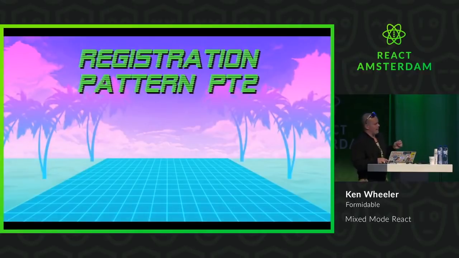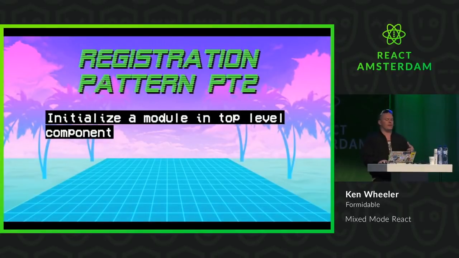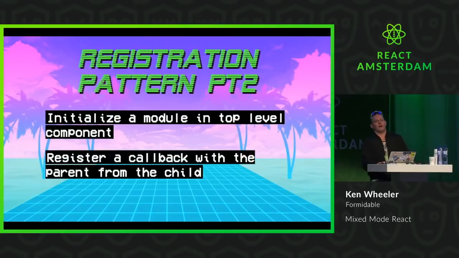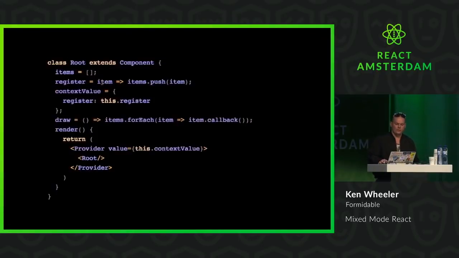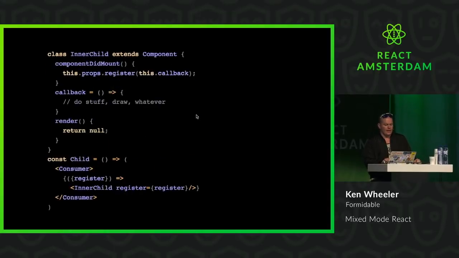So there's another pattern here, where you do the same sort of thing. You initialize the module in the top level component. You register a callback with the parent from the child, right? So you can keep any logic for what that child represents in the child. You're passing the callback up to the parent, and then when the parent renders, it can call all the callbacks that have registered with it, right? So here, same sort of thing. Except we have a draw method in the parent where I'm saying for each item that's registered, call the item's callback, right? When you head down here, you register this .callback, and then in here you could do whatever you want. You could draw stuff, etc.